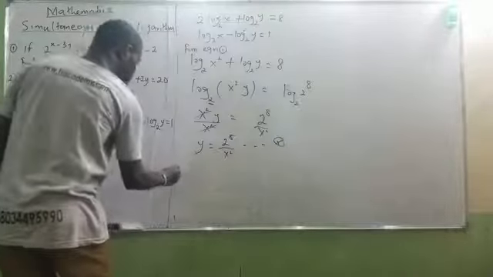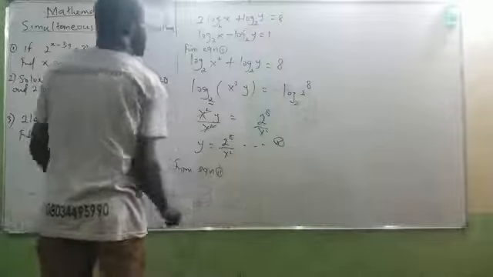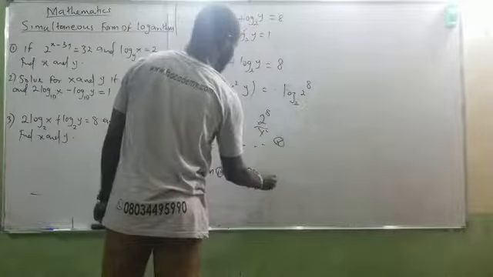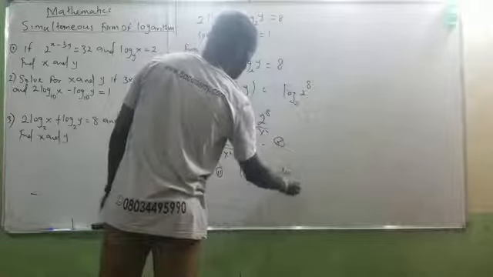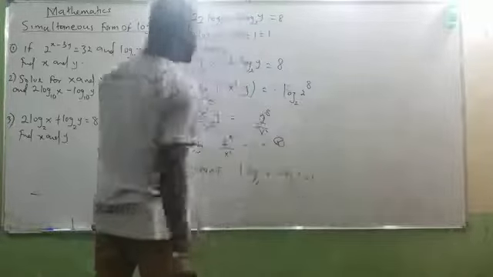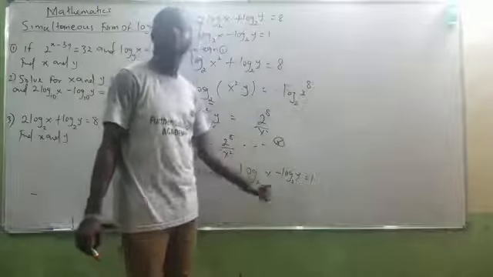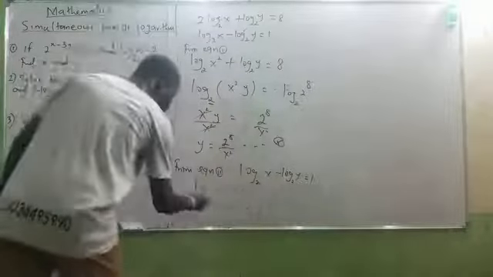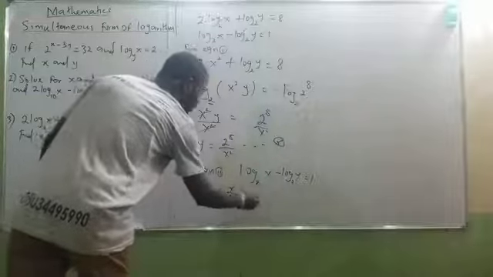Look at equation 2. I can have log 2 of x minus log of y into base 2 equals to what? 1. Please, this time around, don't just leave the base open. If you leave it open, it means you are claiming base 10. Take note of that. It means I'll be having log 2 bracket of x all over y equals to 1.